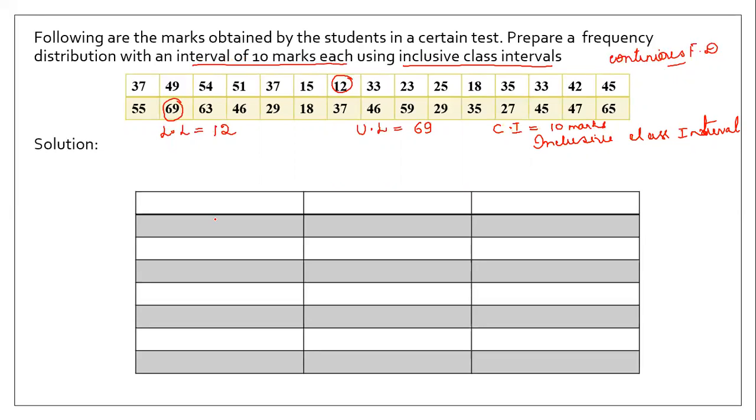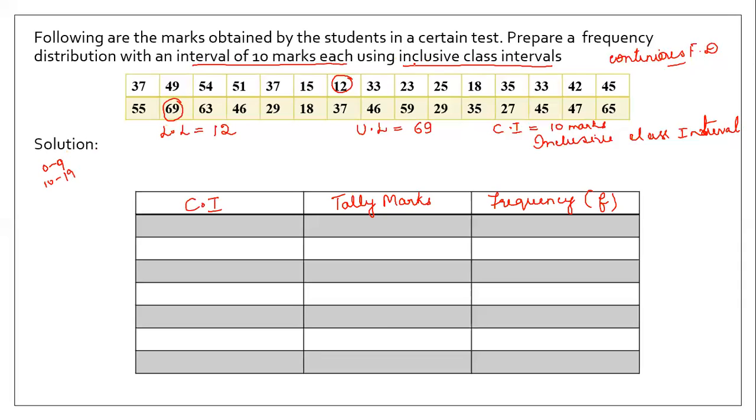So when you write, first thing, in the first column we will write class interval, because we consider the class interval in a continuous frequency distribution. So the first column will be class interval. Second column and the third column will remain the same. Second will be tally marks, and the third column will be frequency. That will be noted as F. Now we have to write the class interval. So when you say class interval, it will be like 0 to 9, 10 to 19. Why like this?